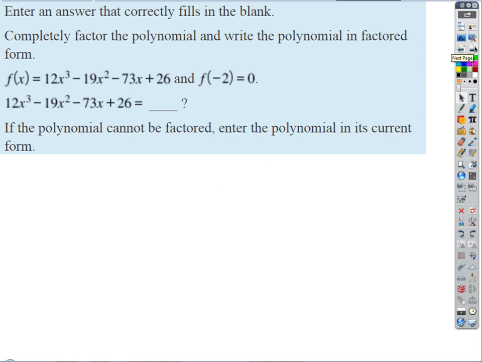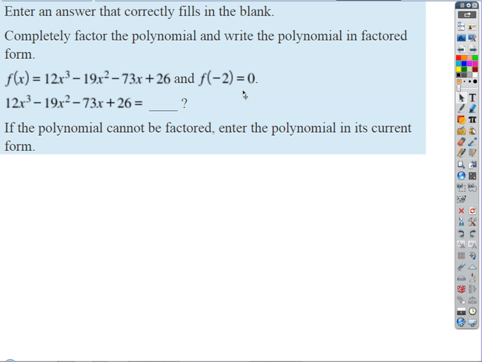How about something like that? This looks a little different, right? This time they're saying, okay, completely factor the polynomial and write the polynomial in factored form, right? Okay, so it's the same type of problem, but they're giving us a little bit different information here. So what does this mean? x equals negative 2. Okay, so negative 2 is a value of x that makes the function 0, right?